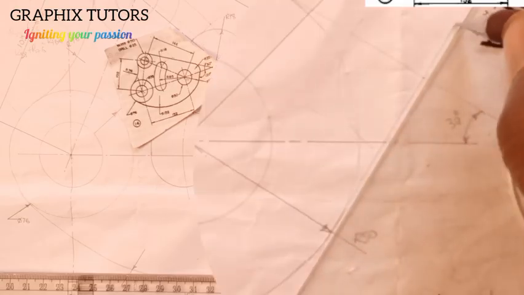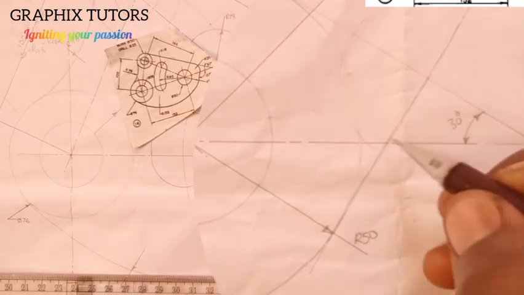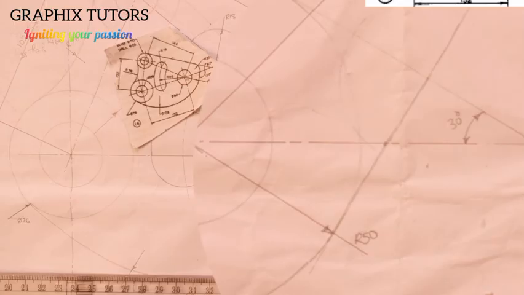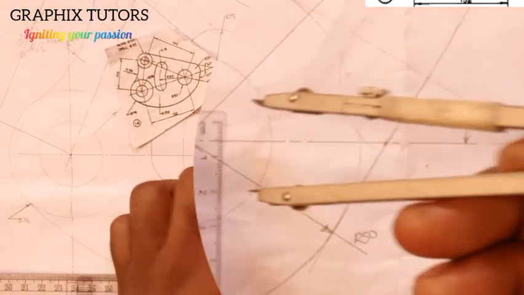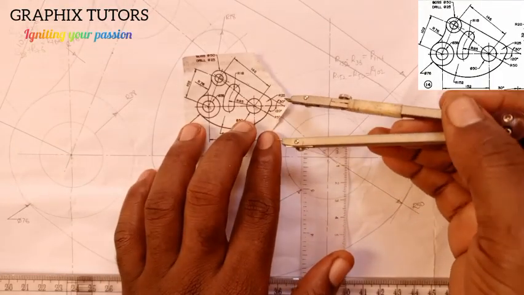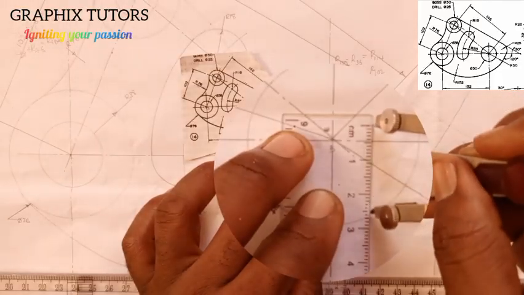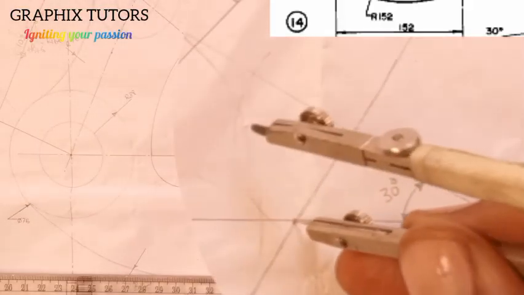So don't draw it this way. You can see that? So where the bigger circle touches the horizontal line here, I'll measure the radius of 25, which is what is given here. I'll measure radius 25, right? And where that 60 degree line intersects my horizontal line, I'll place it on that point, and now I'm going to strike an arc this way.